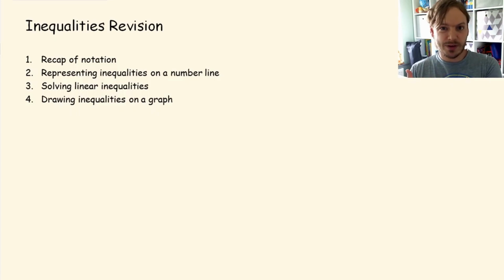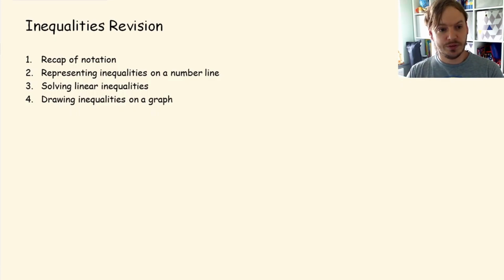A quick recap of inequality notation. What do the symbols look like? What do they mean? Looking at representing inequalities on a number line. How do we draw them and what's going on there? And then into the meat of it, which is solving linear inequalities, finding answers to inequality questions. And then finally, section 4 is drawing inequalities on a graph. We often call that topic regions.